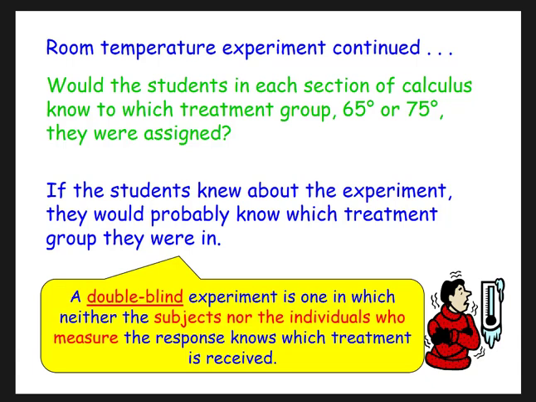Double-blind experiment, not only do the subjects not know, but the people who are measuring or evaluating the subjects don't know which group they're in. That's to avoid any observational biases by the observer.